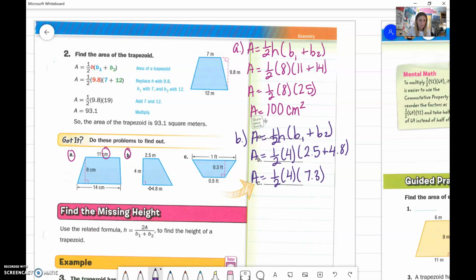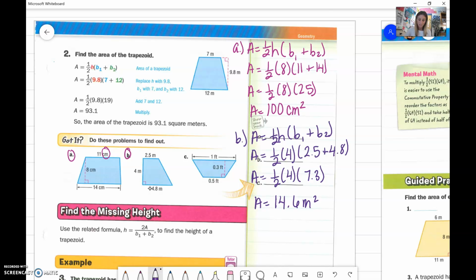And now with my handy dandy calculator, I'm going to multiply all of those together, and I'm going to take 1/2, 0.5 times 4 times 7.3, which gives me 14.6 centimeters. Nope, not centimeters, meters squared. Okay, so meters squared, just multiplying those together.